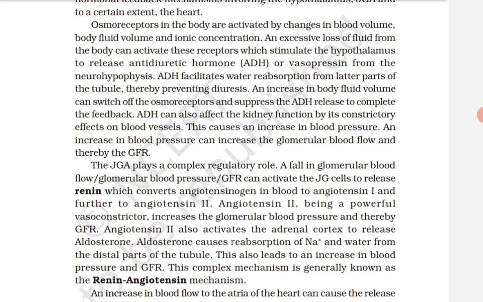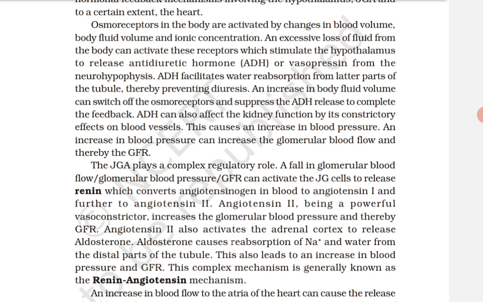An increase in blood flow to the atria of the heart can cause the release of atrial natriuretic factor, that is ANF.